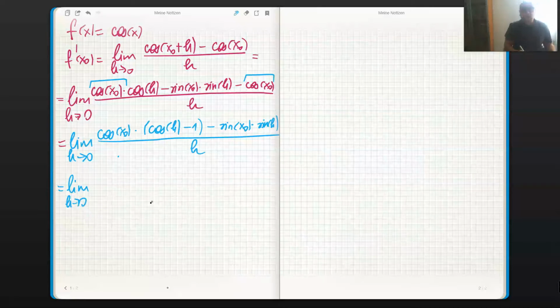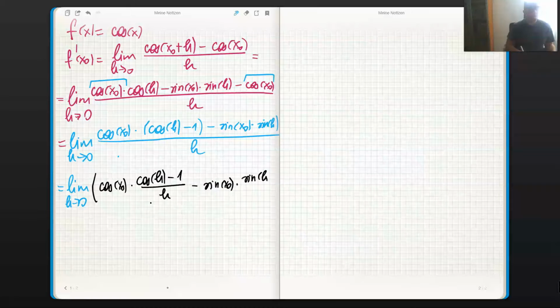And, well, we just split this limit into two parts. So we have the cosine of x0 times the cosine of h minus 1 divided by h minus sine of x0 times the sine of h divided by h again. Now we have a limit of the difference, and we can produce a difference of limits if we would know that those two limits do really exist. So let us put it here once again, the question mark. We don't know it yet.